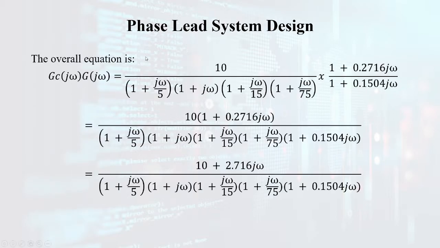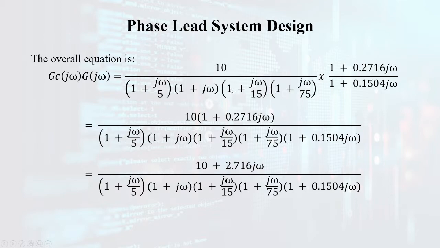The overall equation, which is the compensator system after we have integrated the compensator with the overall system, is equal to 10 times (1 plus 2.716 j omega) over (1 plus j omega over 5) times (1 plus j omega) times (1 plus j omega over 15) times (1 plus j omega over 75) times (1 plus 0.1504 j omega). Or we can also leave the answer in this form.